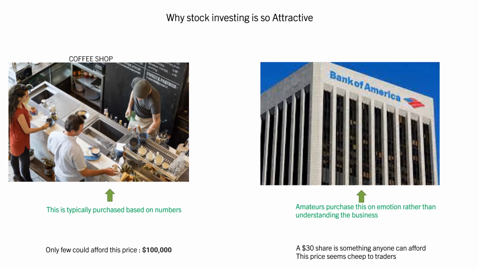So the thing that I really want you to understand here is, if you look at the coffee shop, if a person was going to buy that coffee shop, they are going to do the calculations. They are going to do the hard math, and they are typically going to purchase something like that based off of numbers that they have calculated and understood. But what you find in the stock market is just the opposite. You have a lot of people who don't know what they are doing.